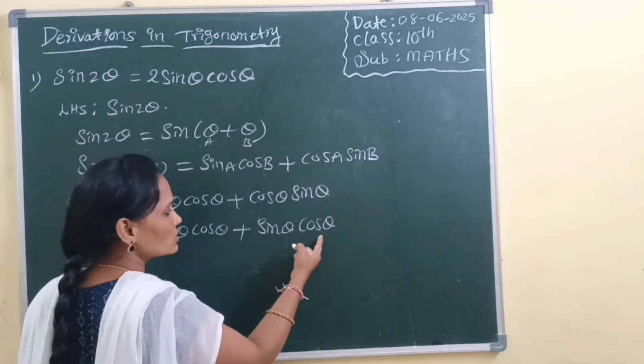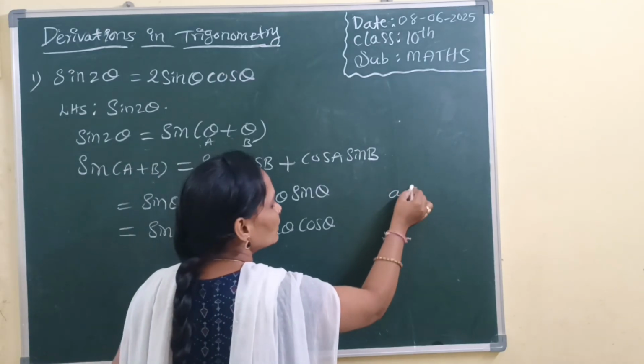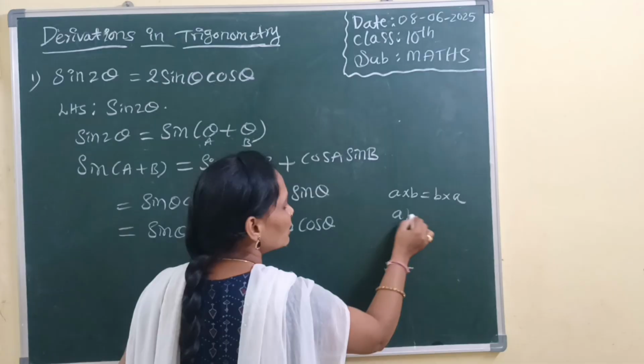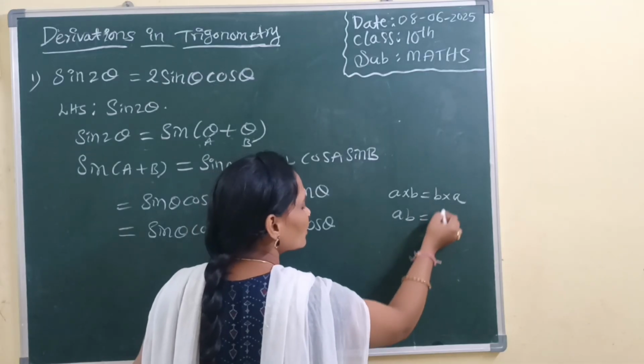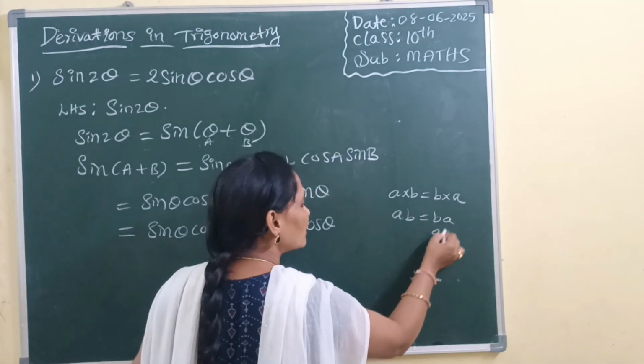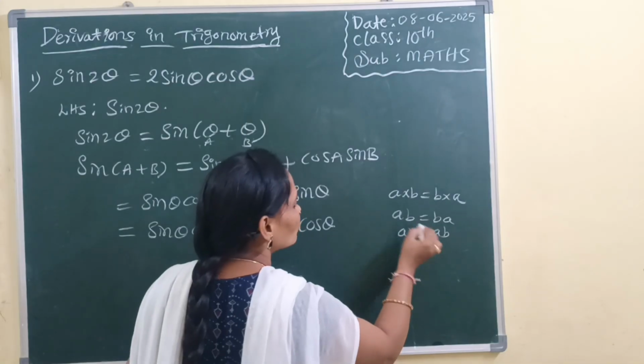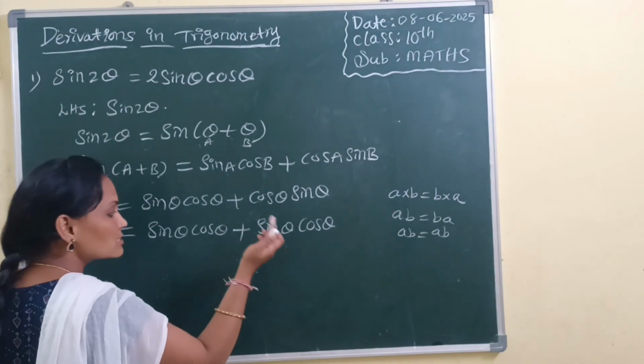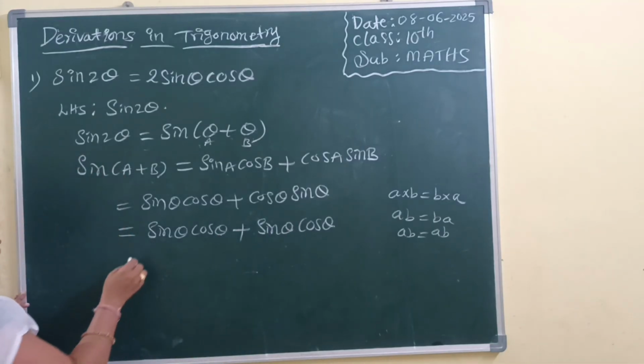Sin theta cos theta. A into B, B into A, same meaning only. AB, this you can write BA, BA also we can write AB. In a similar way, B into A is there, that I wrote as A into B. Like that.